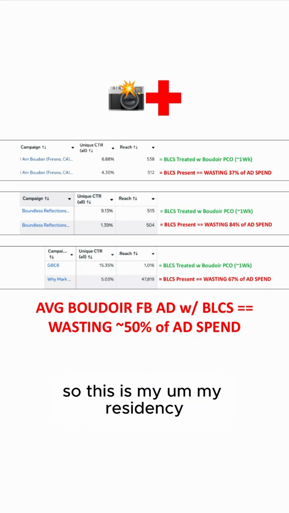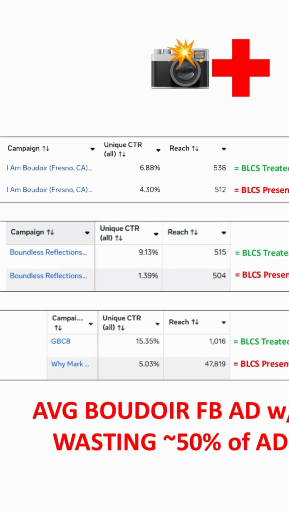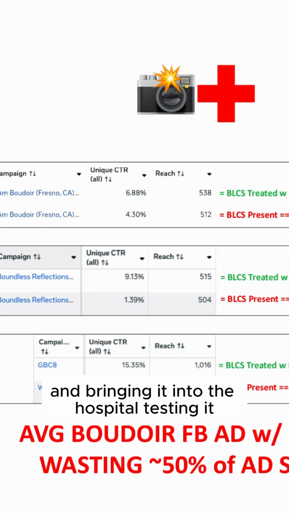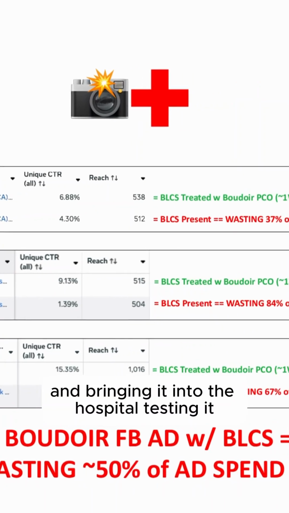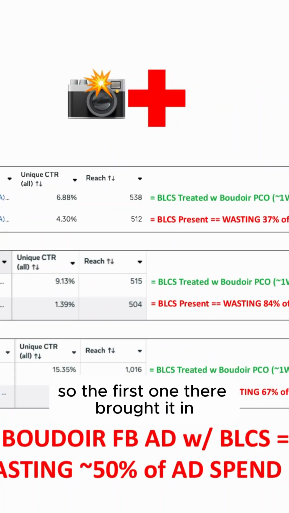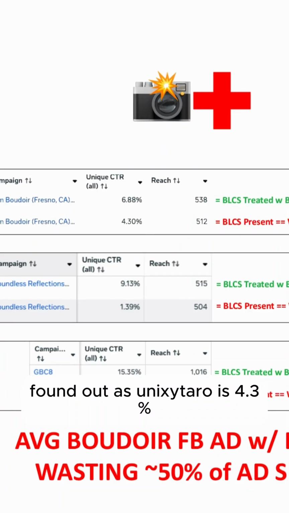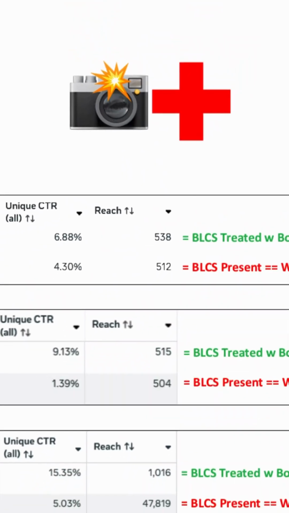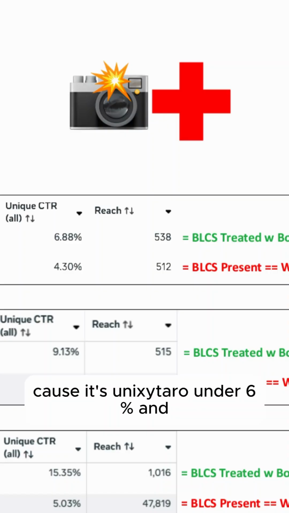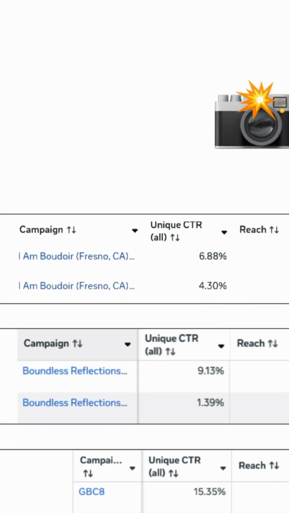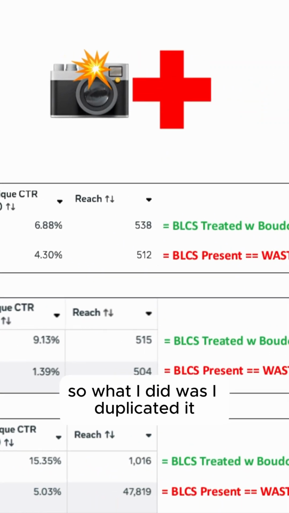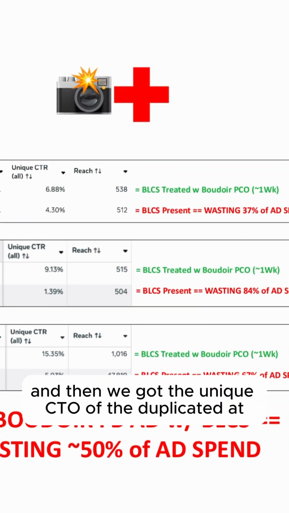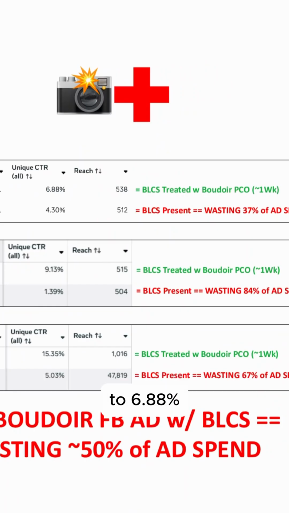So this is my residency, my history with that. First part of residency, finding a Boudoir Facebook ad out there and bringing it into the hospital, testing it. So the first one there, brought it in, found out its unique CTR was 4.3%. So we figured out BLCS is present because its unique CTR is under 6%. And so what I did was I duplicated it, treated it with Boudoir Pico, takes about a week, and then we got the unique CTR of the duplicated ad to 6.88%.